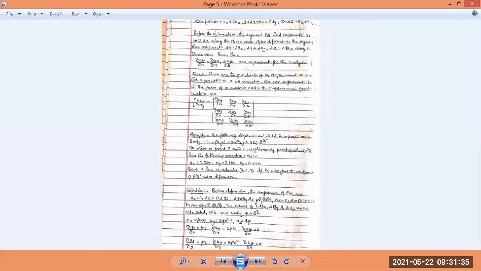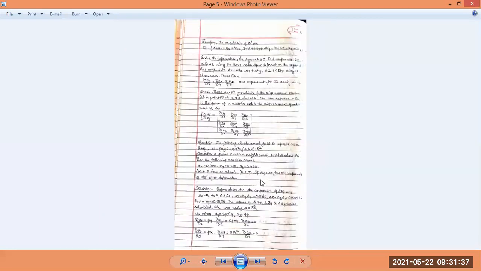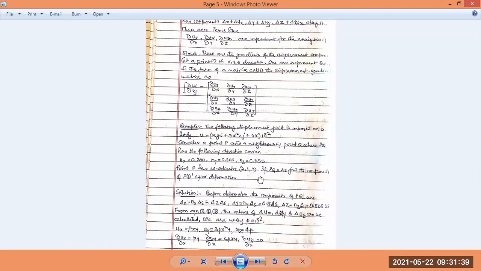Now let us understand through an experiment, through a practical solution. Delta u_j by delta x_i.